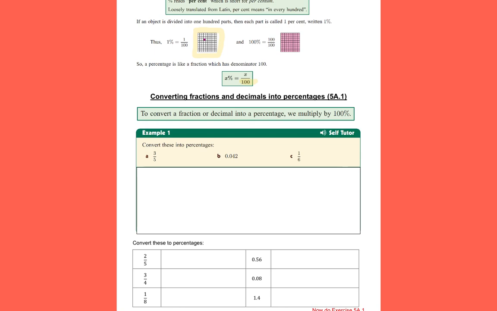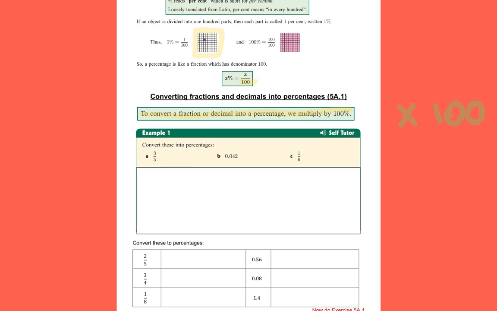So what we're going to do is practice converting fractions and decimals into percentages. The way we do it is we multiply by 100. Multiply by 100. And we're going to do it on our calculators. Okay, so convert these into percentages.